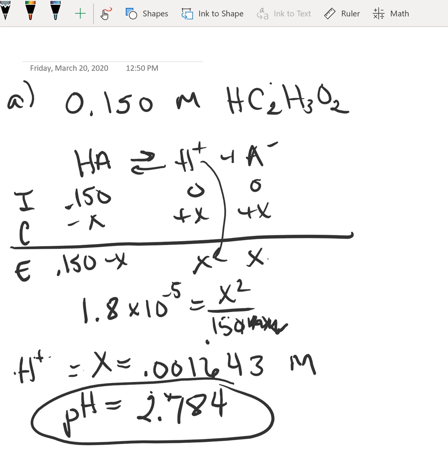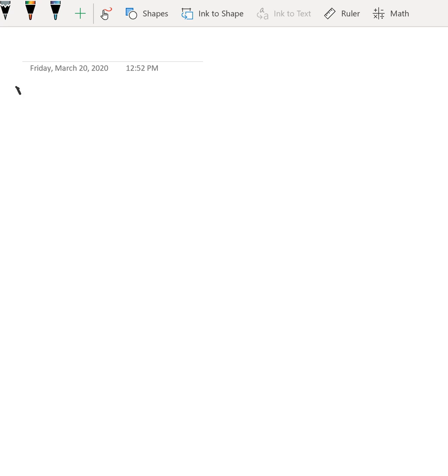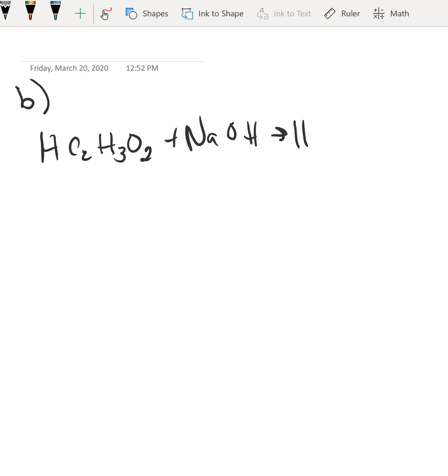All right, we'll go on to B. So B now, I'm going to add some base. So I'm going to have HC2H3O2, and I'm adding a base. I'm going to make water and a salt, which is NaC2H3O2.